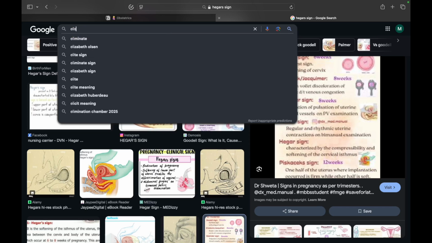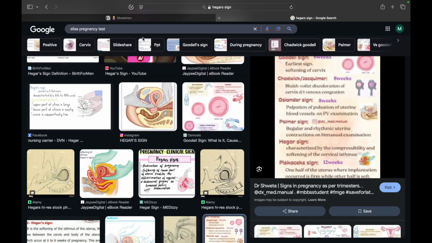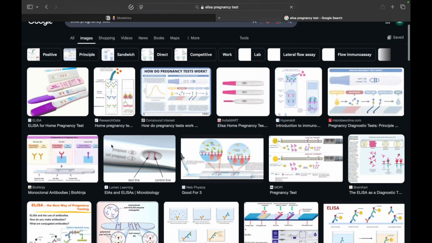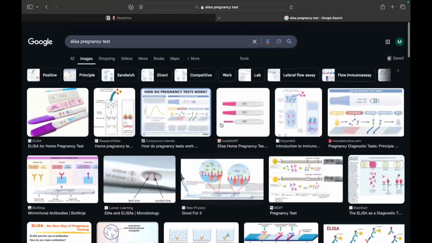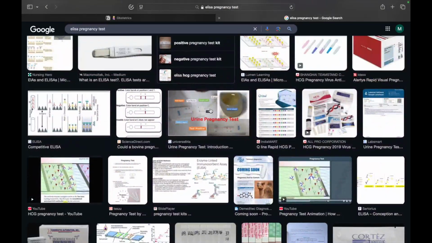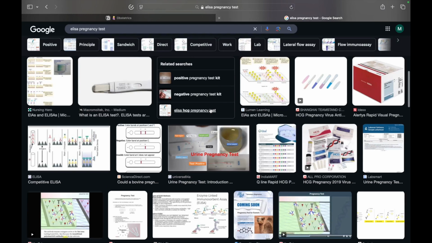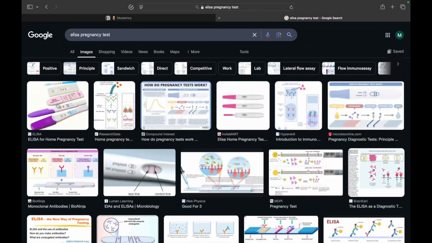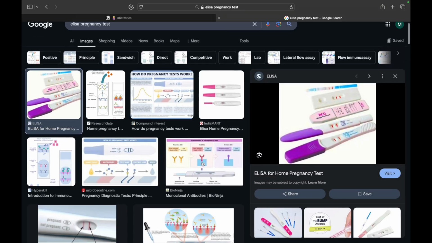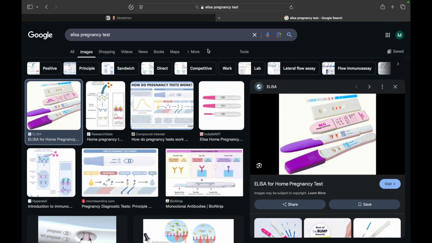So let's look at the ELISA pregnancy test. The real one is directly not available, but there are different color bands that are seen. Maybe this is the one, a home pregnancy test, wherein ELISA is used.